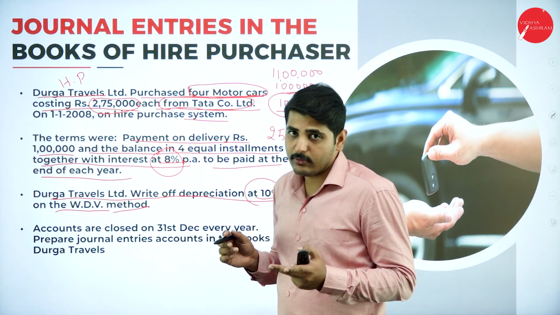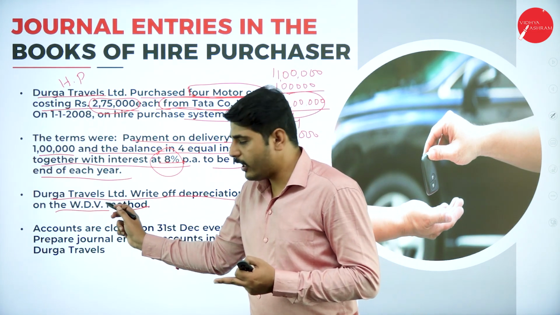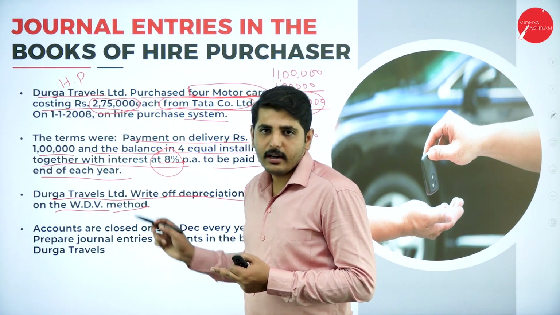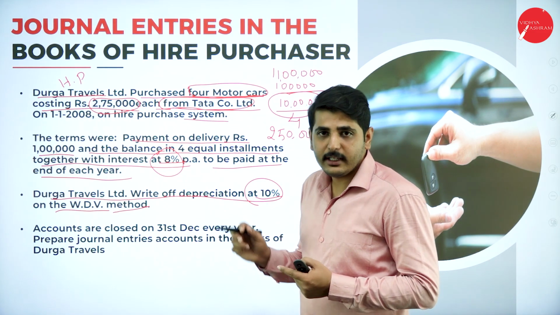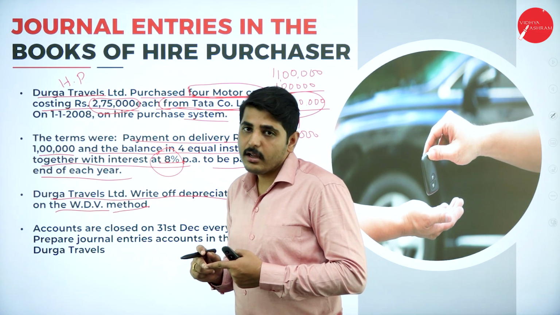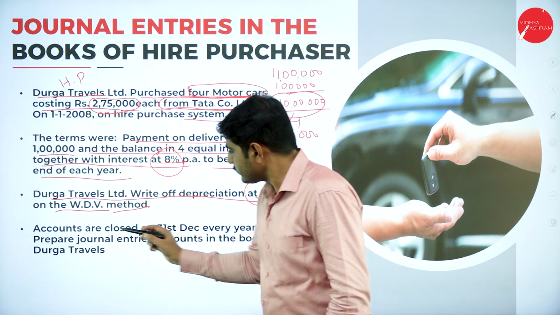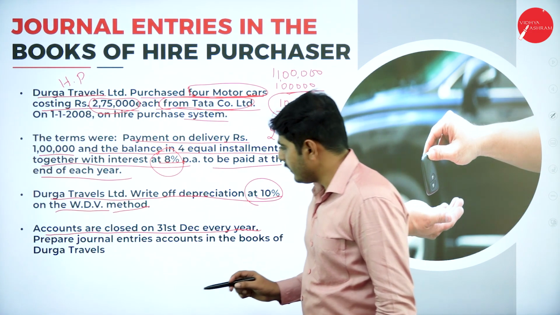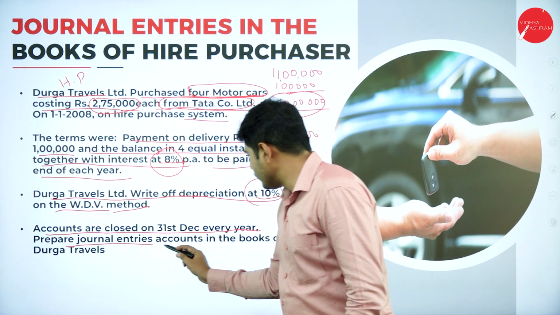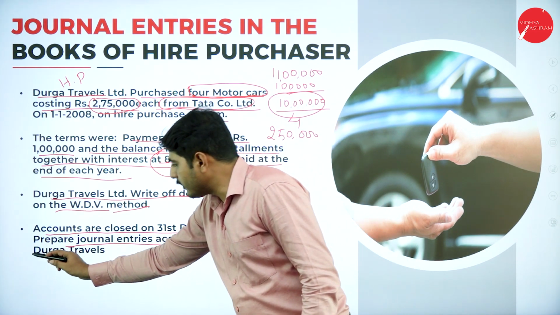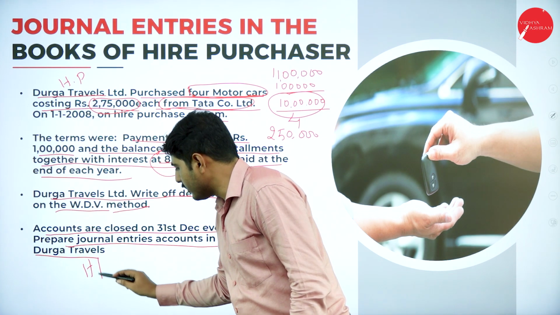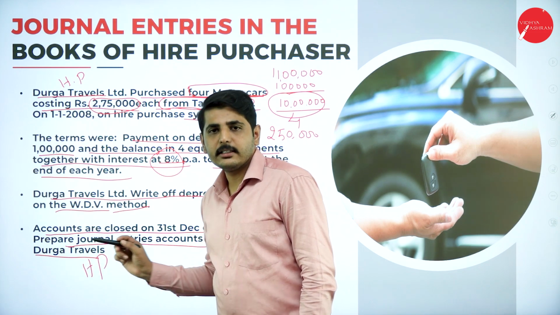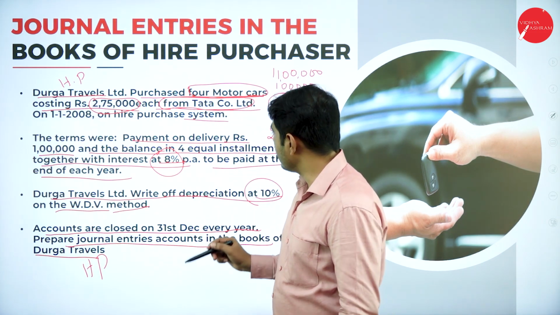There are 2 types of method. The first one is written down value method or diminishing balance method or reducing balance method. It is all called as WDV. Another one is straight line method or original cost method. Keep this in mind. Next one, accounts are closed on 31st December every year. Prepare journal entries in the books of Durga Travels, the hire purchaser. So Durga Travels is the hire purchaser. We have to prepare the journal entries in the books of the hire purchaser Durga Travels.